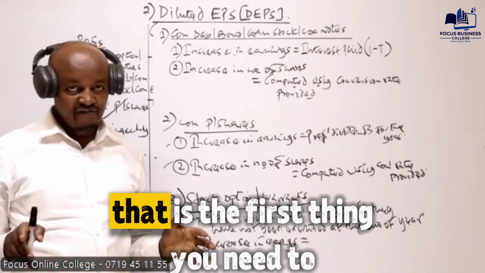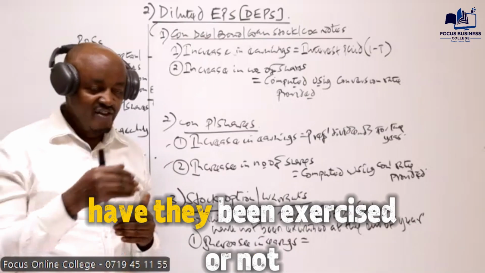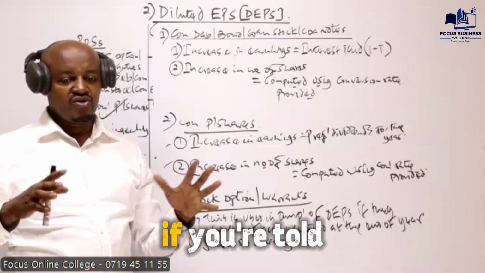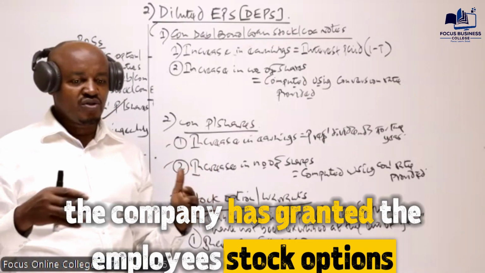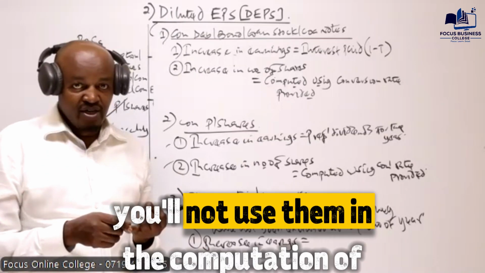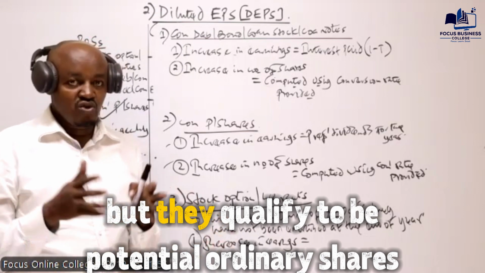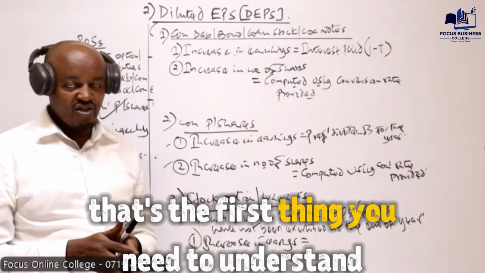So, that is the first thing you need to consider when computing the diluted earnings per share. Have they been exercised or not? If you're told the company has granted the employee stock options, but at the end of the day they had not been exercised, then you will not use them in the computation of basic earnings per share, but they qualify to be potential ordinary shares. That is the first thing you need to understand.